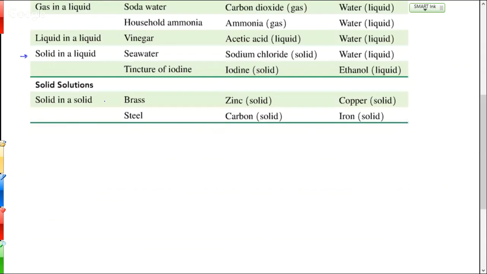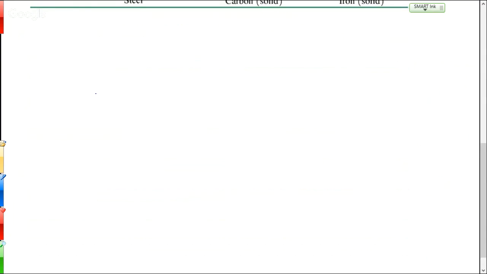Let's think about how solutions form and what that means. We're going to go back a couple chapters to when we talked about our intermolecular forces and how things are attracted to each other. Let's just stick with that salt water example, because that's the basic one that we always think about. When we make a solution, we're going to take solid sodium chloride and dissolve it in liquid water.